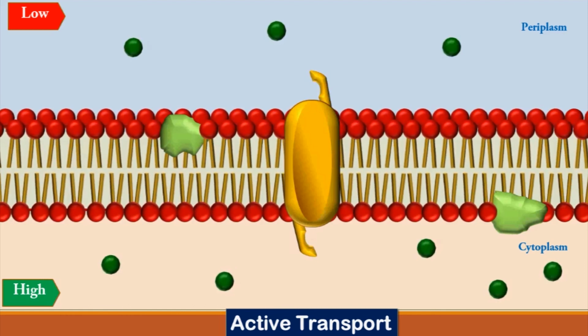Why low to high? Because it is active transport. We are not speaking about passive, we are not speaking about facilitated transport. We are speaking about active transport. So in active transport, the solute will move from low to high, and for that what do we require? What is the main important thing we require to do this? Perfect answer. We require energy. Okay, so from low to high the solute is going to get transported.